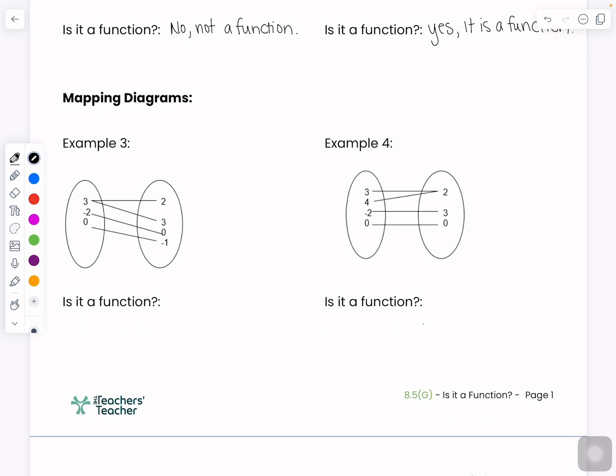Now let's look at mapping diagrams. When given a mapping diagram, remember the first column represents the x values and the second column represents the y values. In this case, we can see that x, the value 3, is paired with 2 and with 3. Because this x value is not mapped with one y value, we can say that this relationship is not a function.